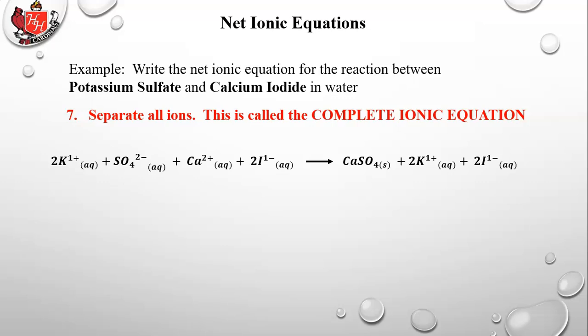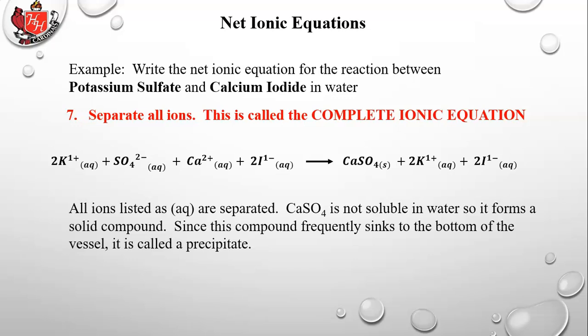And finally, over on the right, we have the potassium iodide. That's a 1+ charge, 1- charge, and you have 2 of those from your balanced equation. Okay, so this is called the complete ionic equation. Now we go on to step 8. So all ions listed as AQ are separated. CaSO4 is not soluble in water, so it forms a solid compound. Since this compound frequently sinks to the bottom of the vessel, it is called a precipitate.